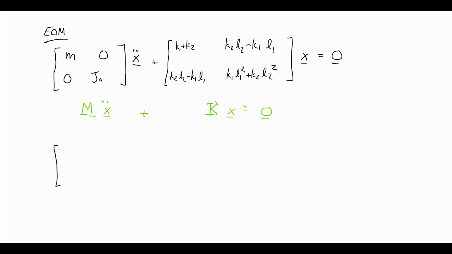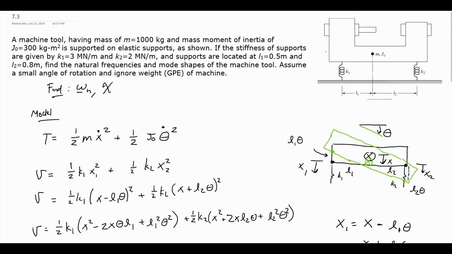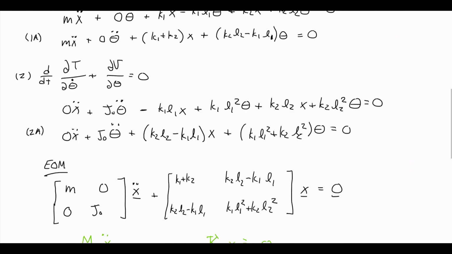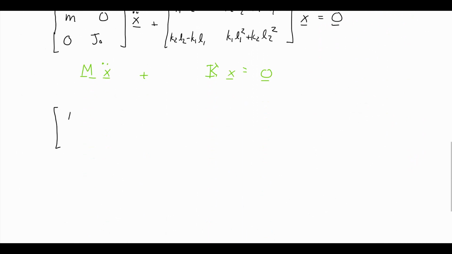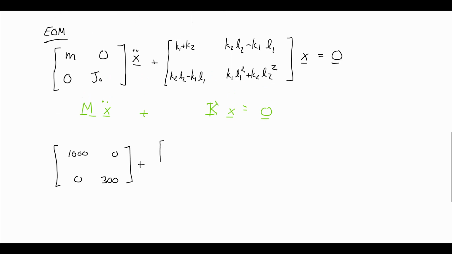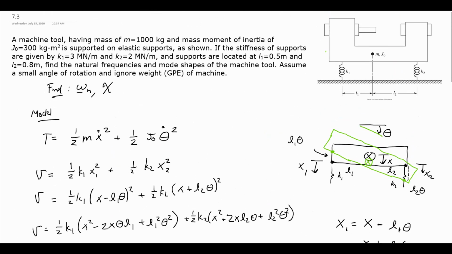Filling in the given information, my mass is, in base units, 1,000 kilograms. In base units, the mass moment of inertia is 300. So I have 1,000, 0, 0, 300. And then filling in the details for the stiffnesses and the lengths. I was given here, k1 is 3 meganewtons per meter. k2 is 2 meganewtons, L1 is 0.5, L2 is 0.8. Everything I want to put into base units.